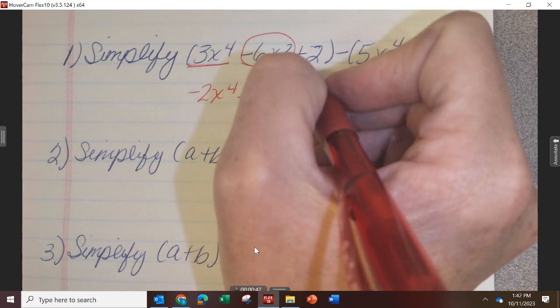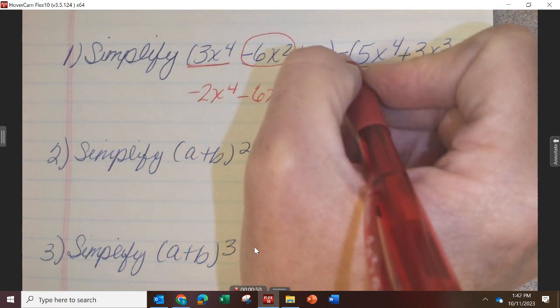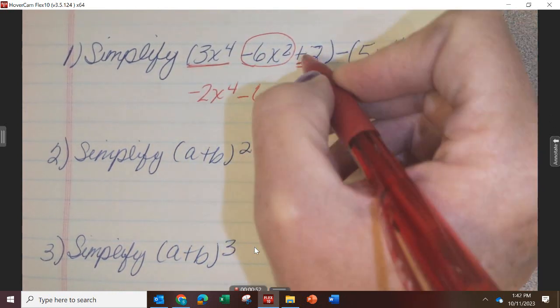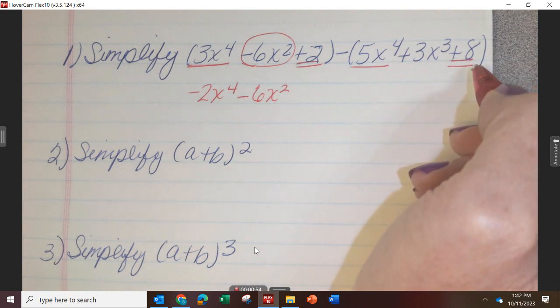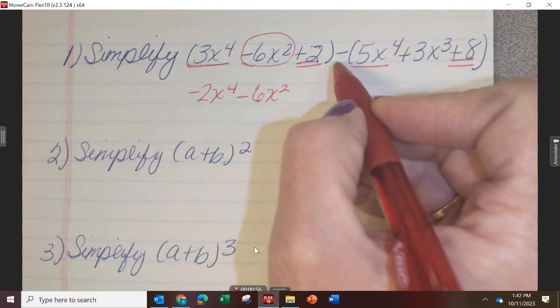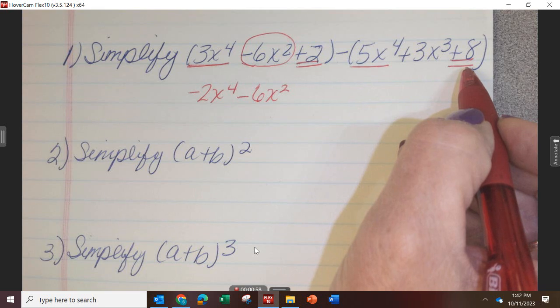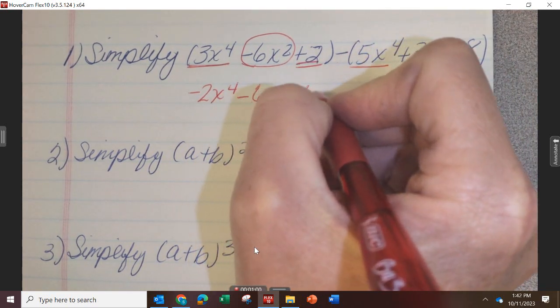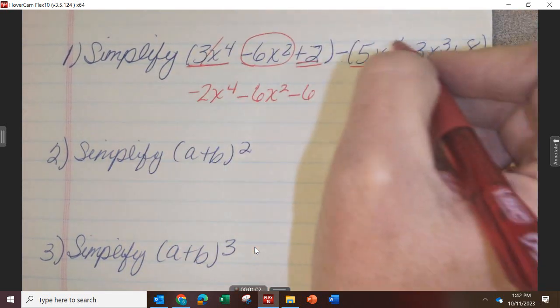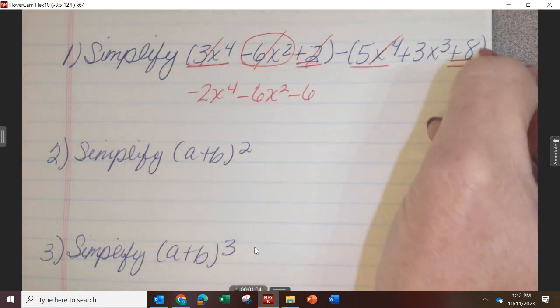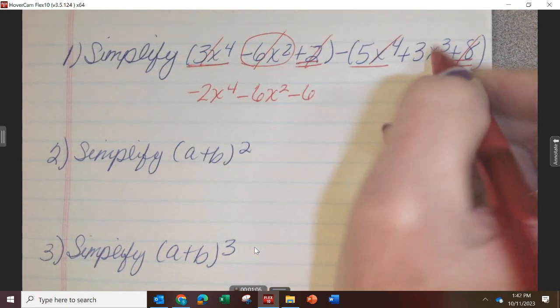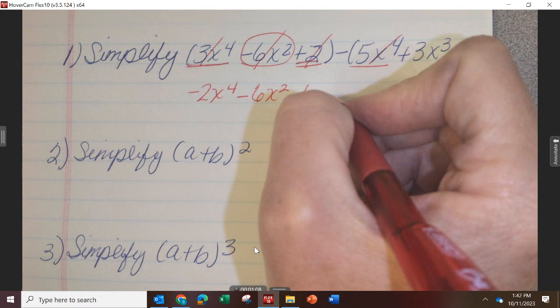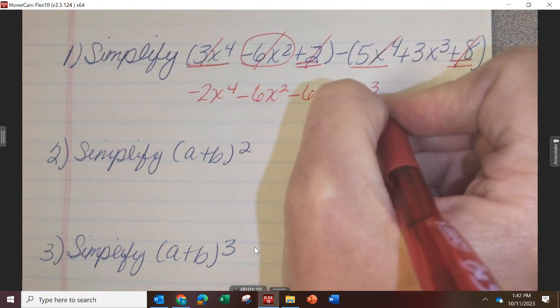Let's just keep going. So now I've got 2 minus 8. Those are like terms. What's that give me? 2 minus 8. Negative 6. So I took care of those, I took care of that, and I took care of this. So I still have this one. So I have to distribute the negative through that one, and I get negative 3x cubed.